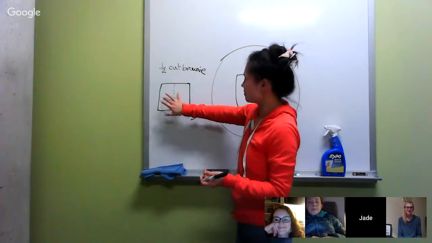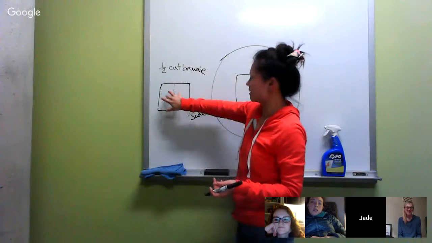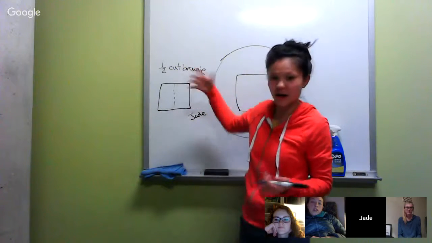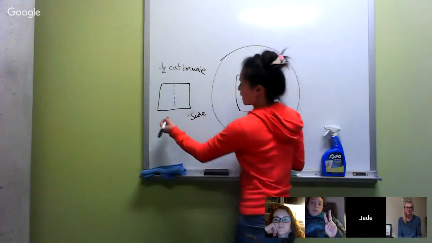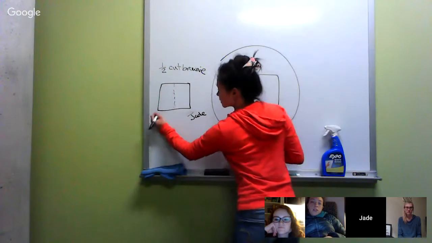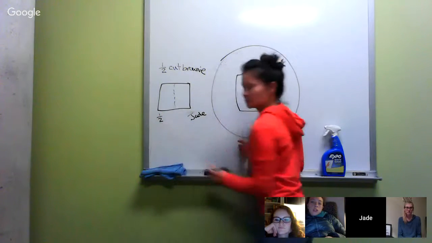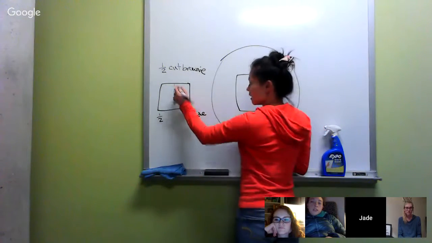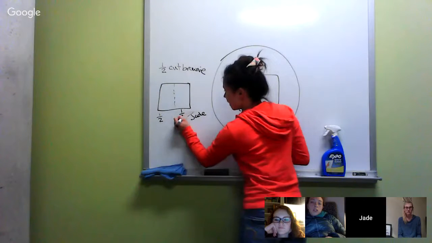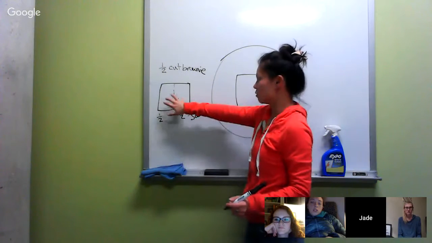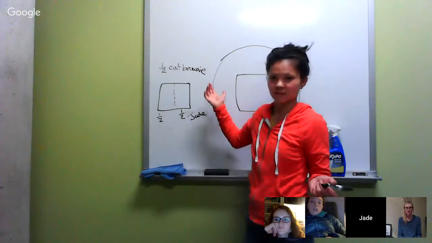Okay, so how many brownies, since we cut it in half, do you have? How many 1/2s do you have? So they can write down, okay, I have one piece right here. This is 1/2. And then I have another 1/2. So I have 2 halves of a brownie.